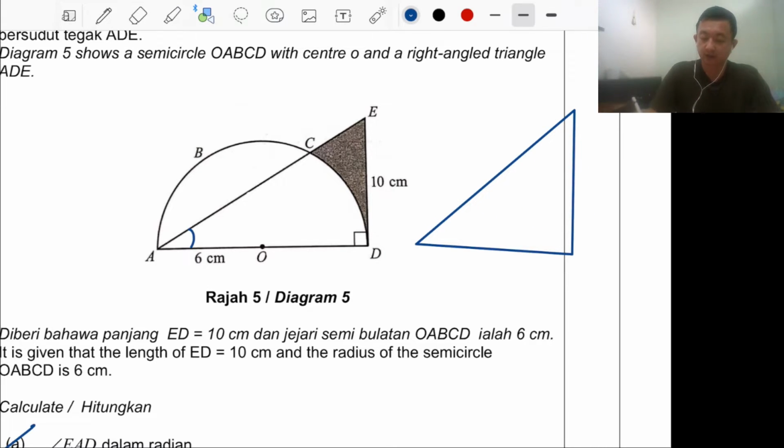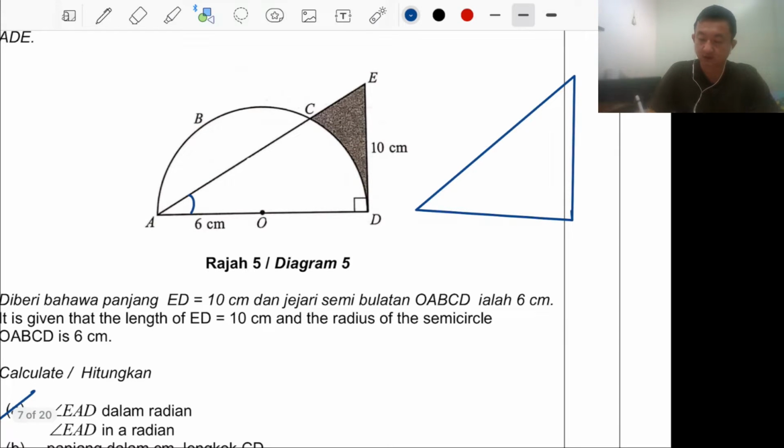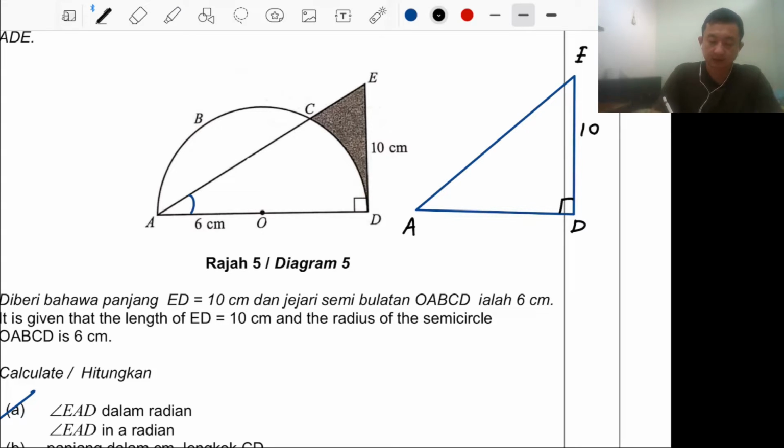We know everything, at least two lengths of the triangle. We do, right? Yeah, we do. So we have A, D, E. This is 10. How about this part? Radius, so 6. So this is 12.